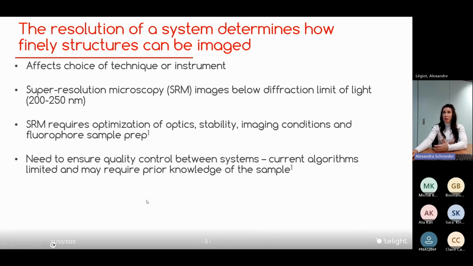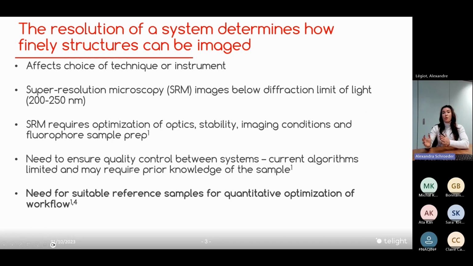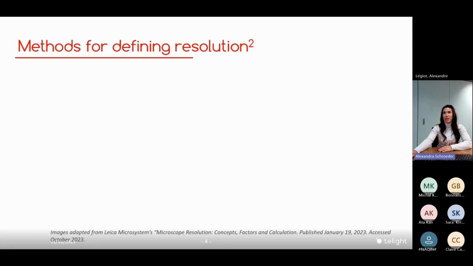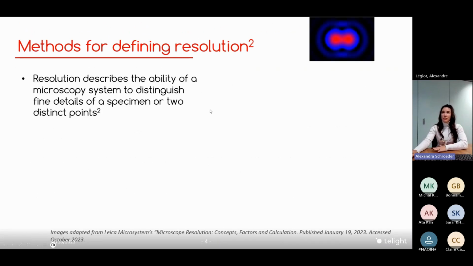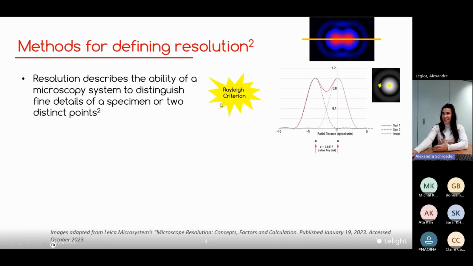Current algorithms might be limited and also require some prior knowledge of the sample in order to enhance those situations. And so, compared to a typical structure that might be fabricated, we need a suitable reference standard that is going to serve for some quantitative optimization of the workflow as well as characterizing the resolution of a microscope. There are a few methods for defining resolution, but one that's quite relevant to us is based on the Rayleigh criterion.